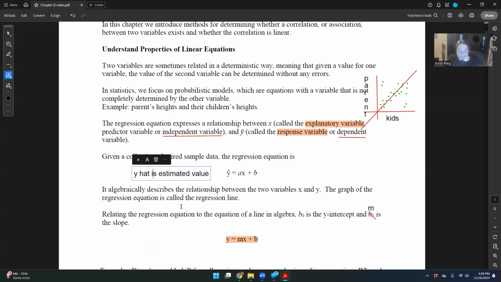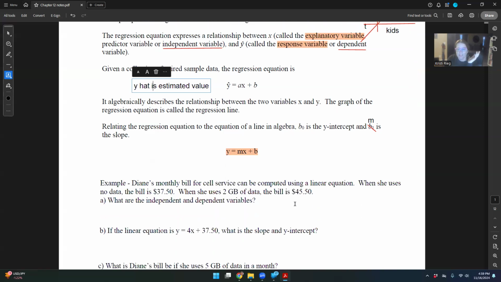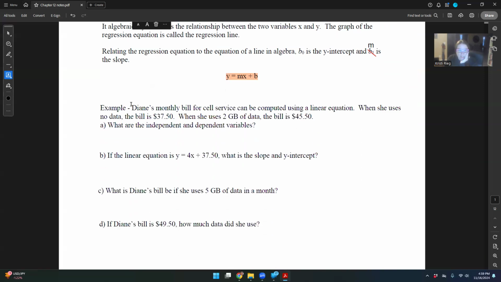We'll talk about regression in, I think, the next video. So let's just look at an example from algebra. It says Diane's monthly bill for cell service can be computed using a linear equation. So there's an equation here that we can use.